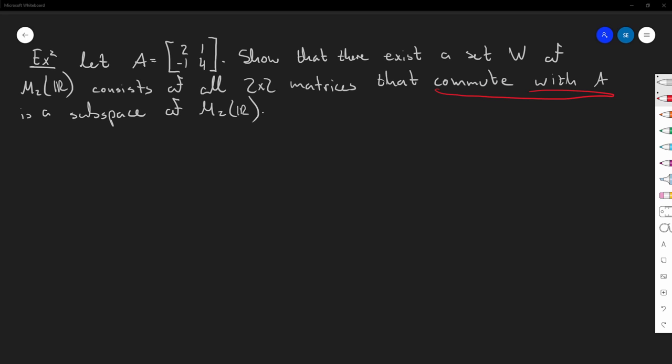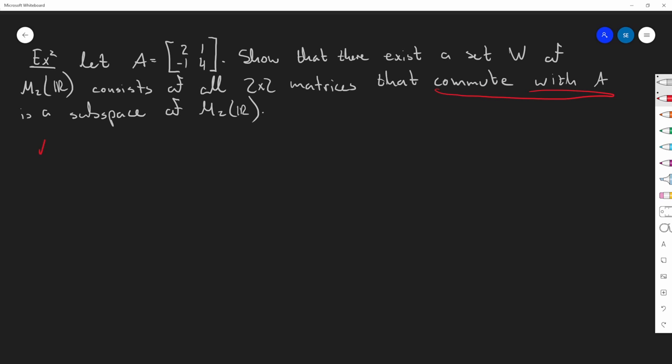So we need to find a matrix, in this case we're going to call it M, that is a 2 by 2 matrix, such that M times A is equal to A times M. So we're going to let M just be a 2 by 2 matrix containing a, b, c, and d.